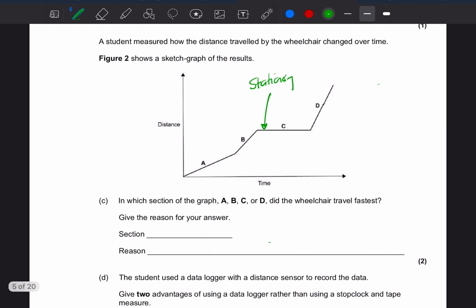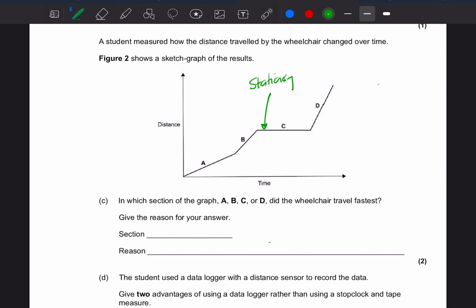All the other lines, A, B, and D, the lines are going up. So that's showing an average speed that is actually moving. So it's showing a constant speed. An increase in speed would be acceleration, and that would have a curved line like that.